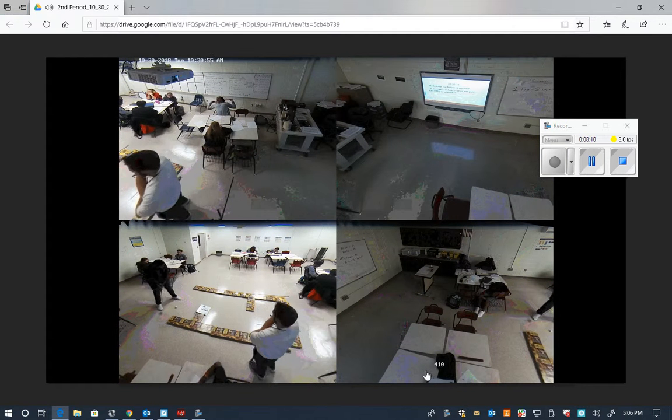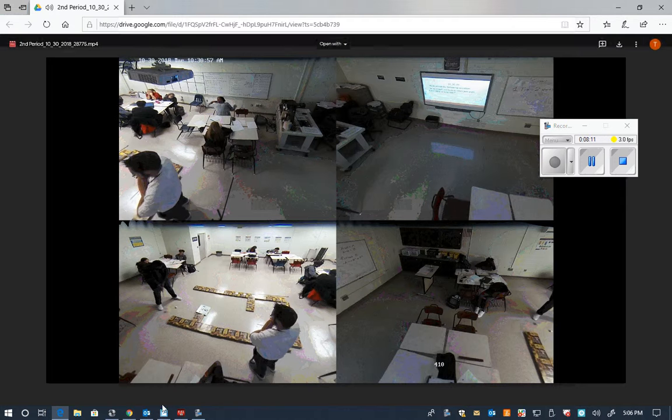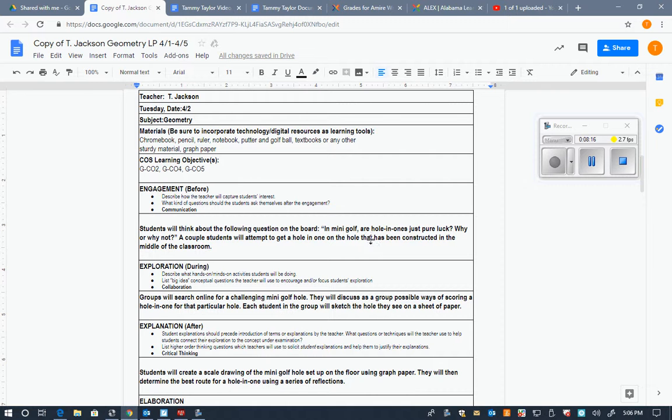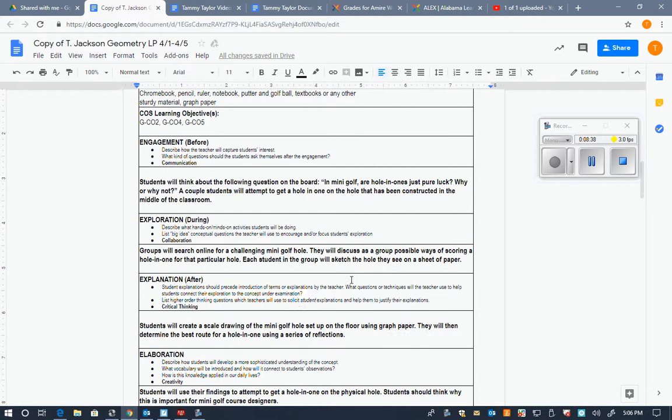I do like on his lesson plan, he talks about how they'll research online for a challenging mini golf hole. They'll discuss as a group, so they don't have to do any individual work. They get to all think together. I wonder how he actually selected them into their groups. Students will create a scaled drawing of mini golf.